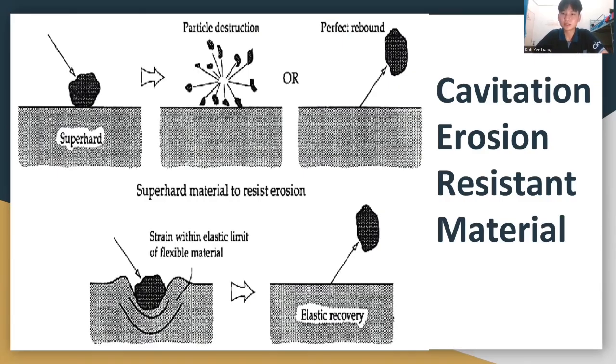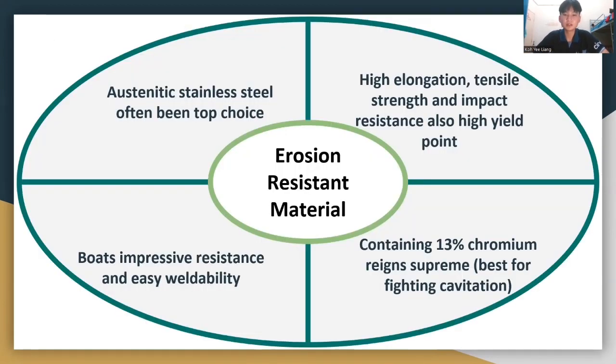So the last one is the cavitation erosion resistant material. As we can see in the figure, there is a super hard particle coming to crash the material, but the particle will meet destruction or it will be bounced back to another place. Also, we will not focus only on super hard material, because other materials such as high elasticity ones can also save the material from the erosion. So let's talk about the erosion resistant material.